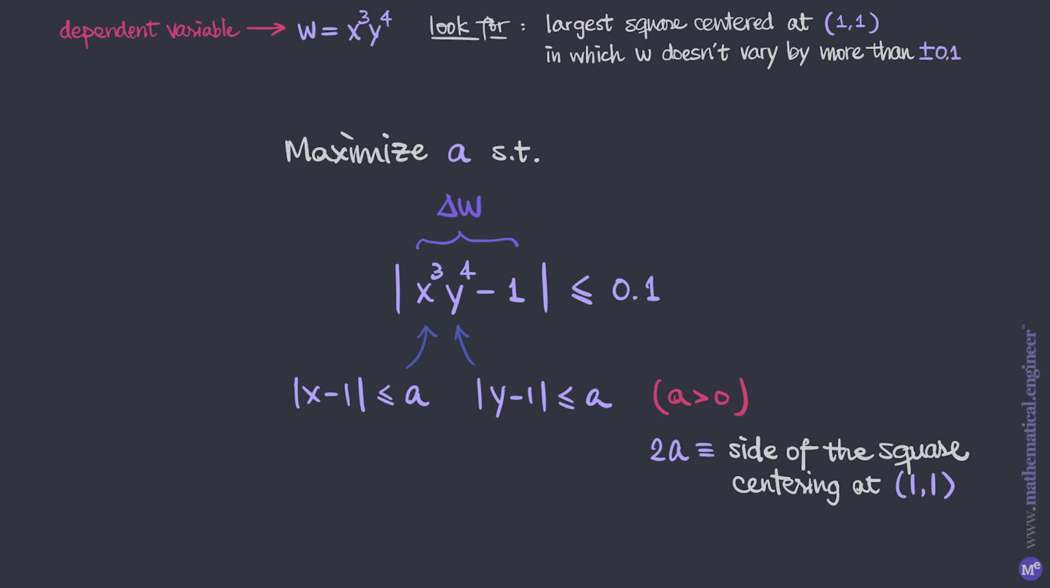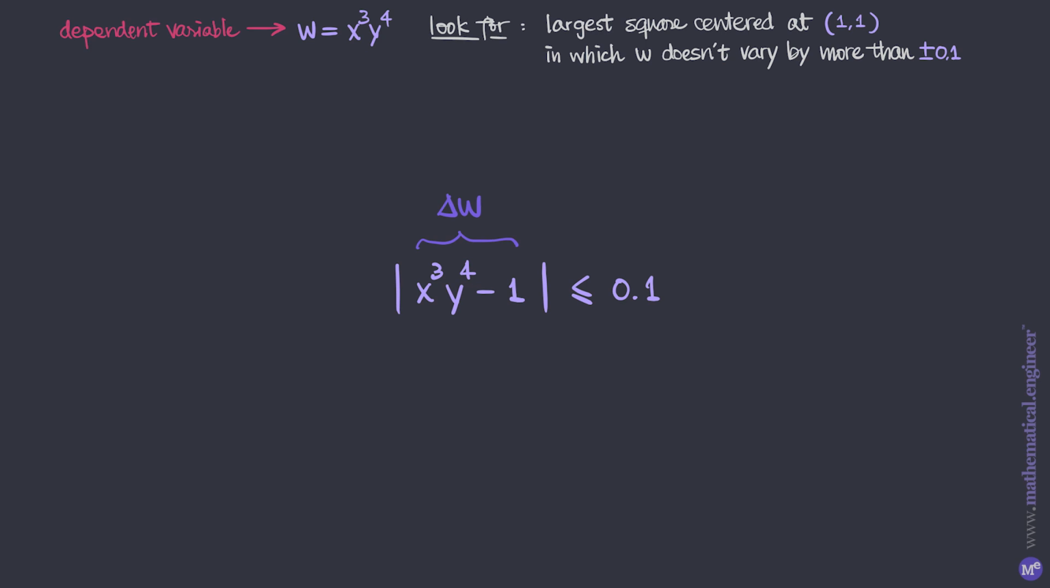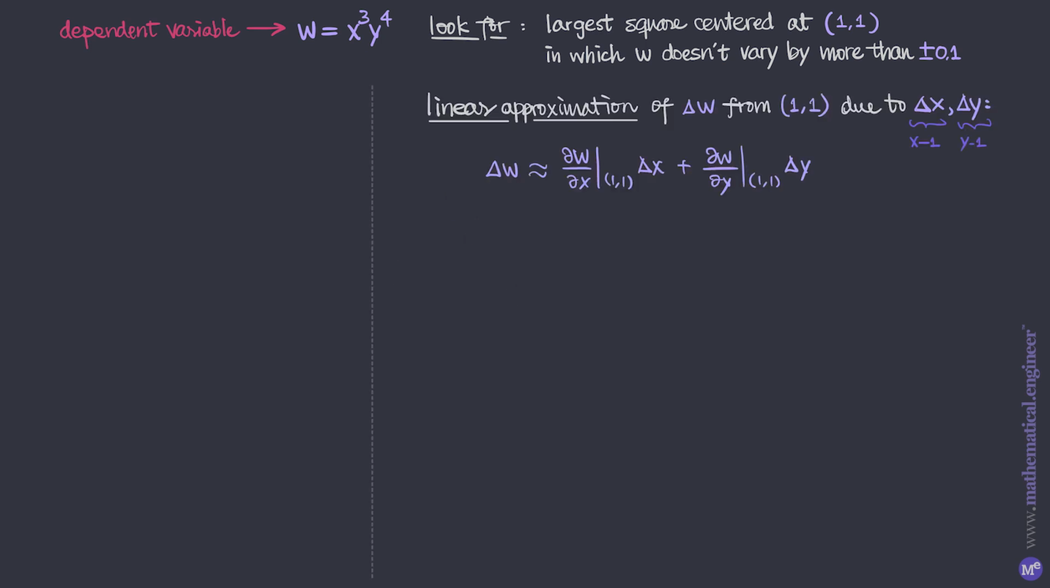So, let's see if we can simplify the problem using linearization to approximate the answer. Now, since we need to impose a constraint on the absolute value of the change in w, let's work on the linearization of change in w from the point 1, 1 due to a small change in x and a small change in y. So next we will compute the two first partials of w evaluated at the point 1, 1, starting with partial w partial x.